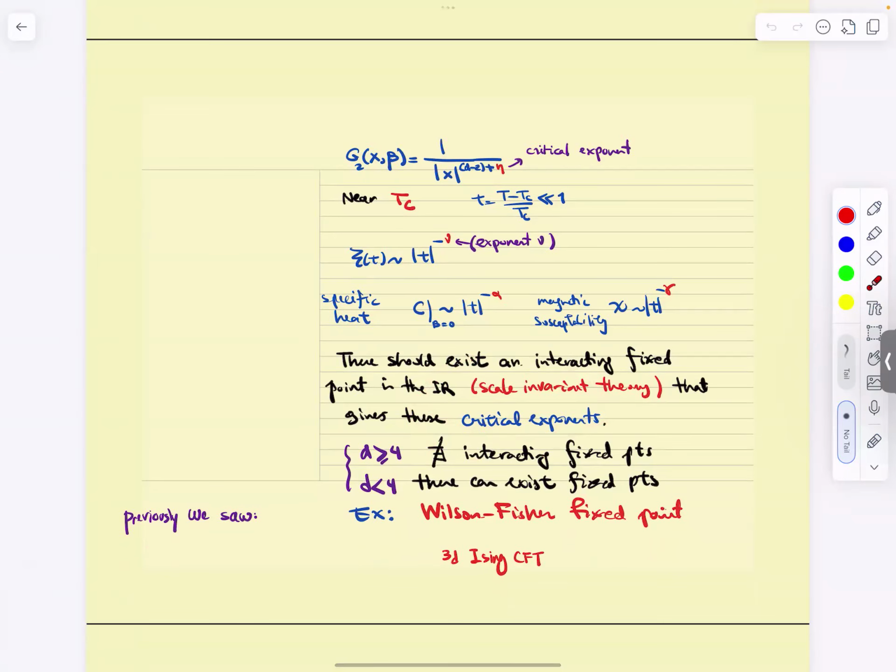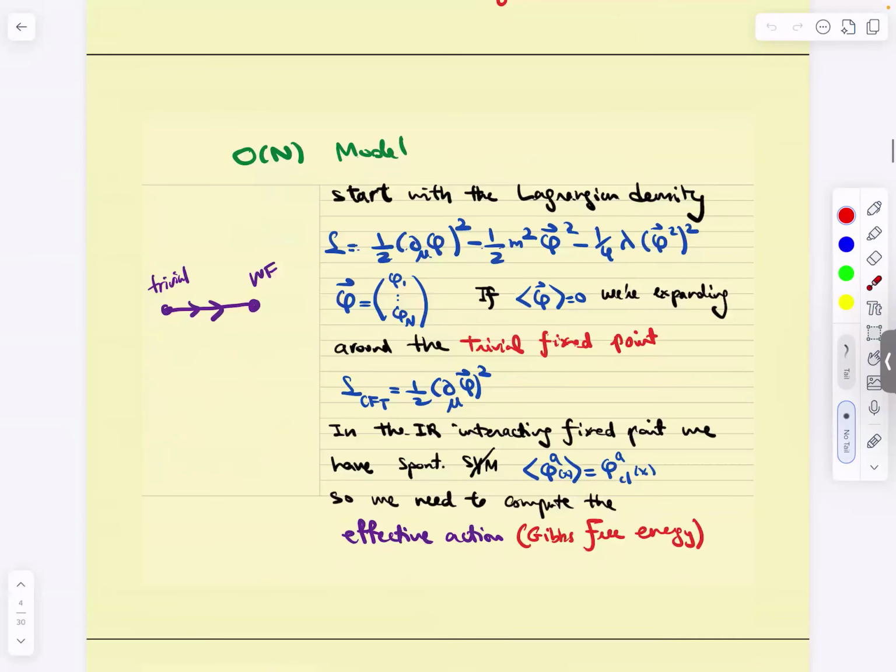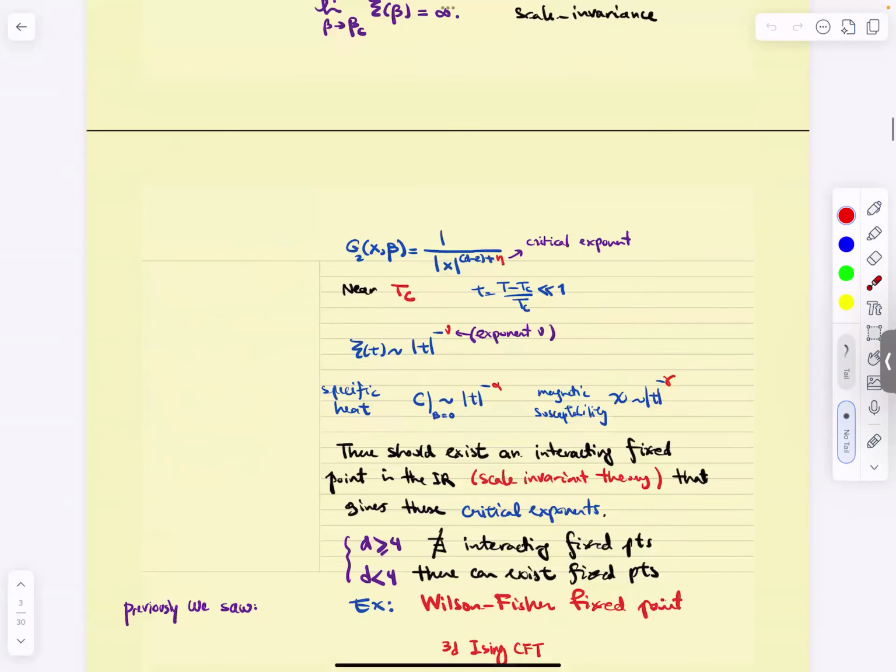Now, we saw that in D greater than or equal to 4 dimensions, we couldn't find any interacting fixed points based only on Z2 symmetry in scalar field theory. For D less than 4, we saw that there could exist fixed points, and the idea behind this was the Wilson-Fisher fixed point. Another important example is the 3D Ising model. Okay, questions?